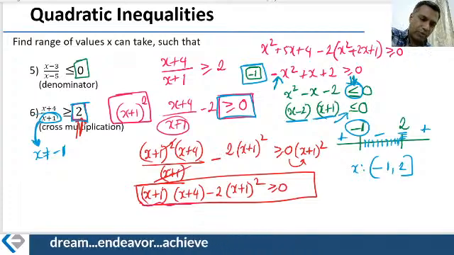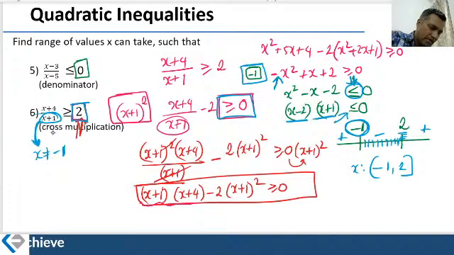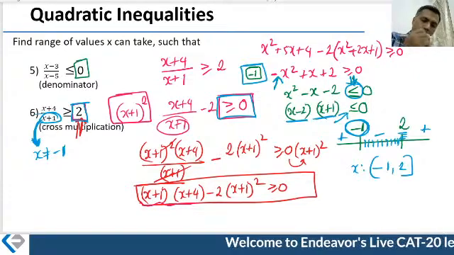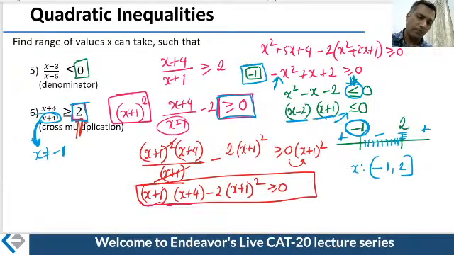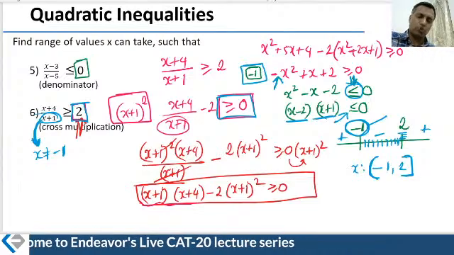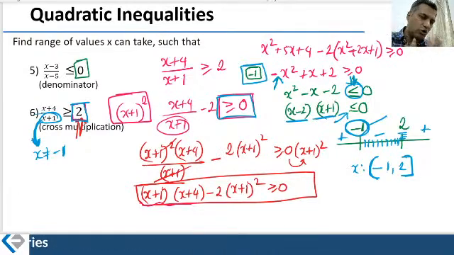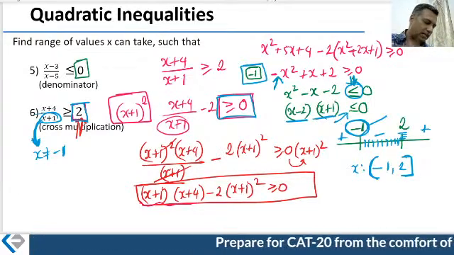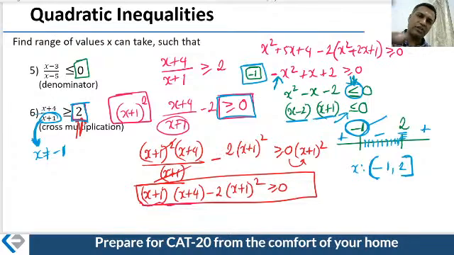If I put x equal to minus 1, my denominator becomes 0. The denominator can never be 0. Therefore, I will not include minus 1, but I can include 2. These are the steps involved. You revised three good points about the quadratic portion out here. These are the points you need to be mindful about.